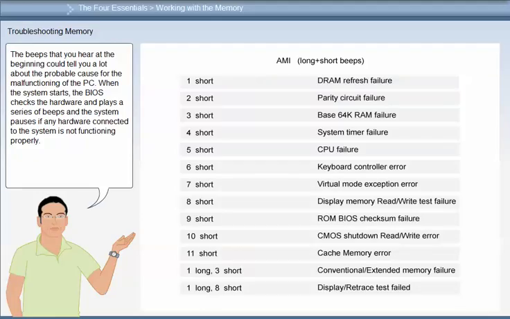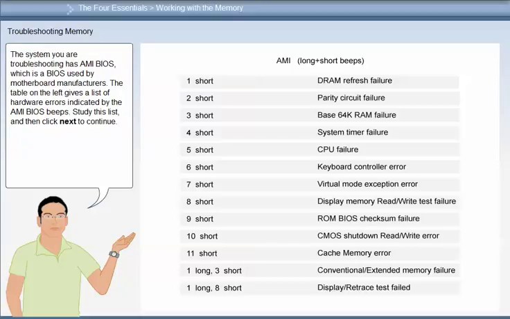The beeps that you hear at the beginning could tell you a lot about the probable cause for the malfunctioning of the PC. When the system starts, the BIOS checks the hardware and plays a series of beeps, and the system pauses if any hardware connected to the system is not functioning properly. The system you are troubleshooting has AMI BIOS, which is a BIOS used by motherboard manufacturers. The table on the left gives a list of hardware errors indicated by the AMI BIOS beeps. Study this list and then click Next to continue.